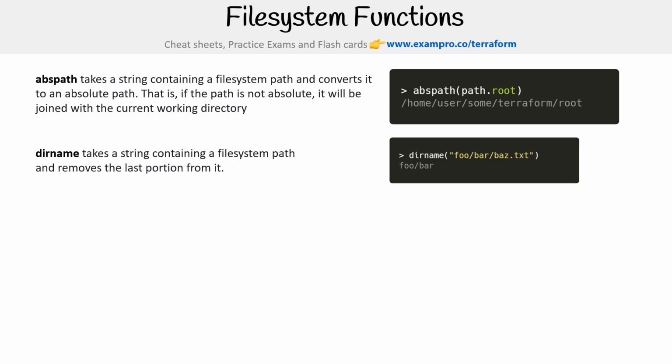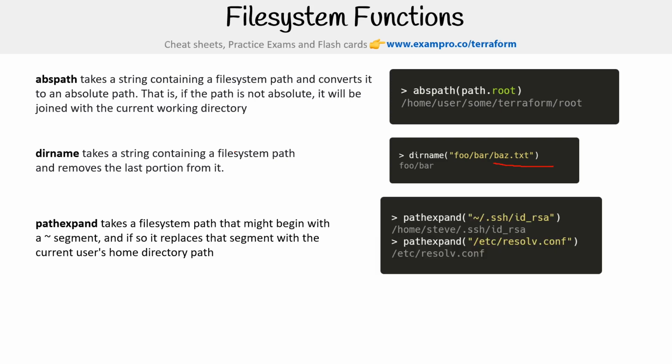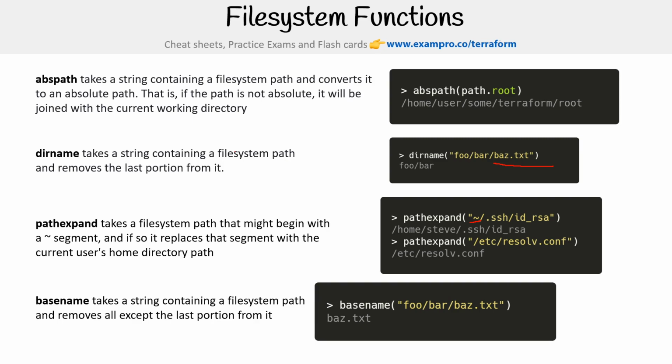Directory name. So this is a string containing a file system path and removes the last portion from it. So we don't need the file name, so we just remove that off of there. We have path expand. So it takes a file system path that might begin with a tilde and expands it into its absolute path. So this would be like for home, okay? Base name, so it takes a string containing a file system path, and it's basically the opposite of directory name. We just want the file here, okay?